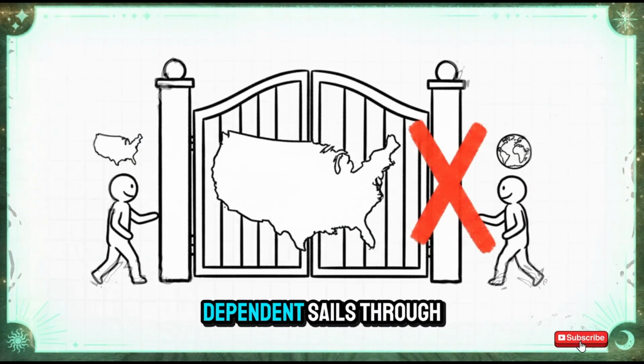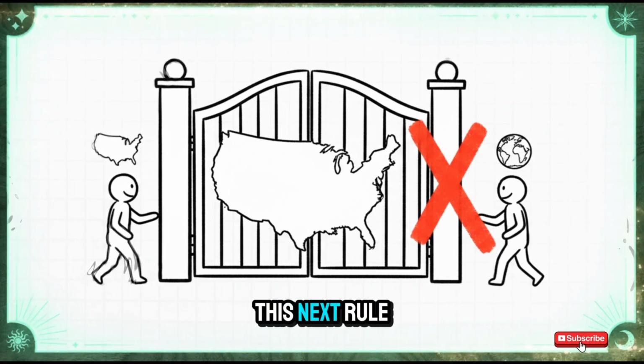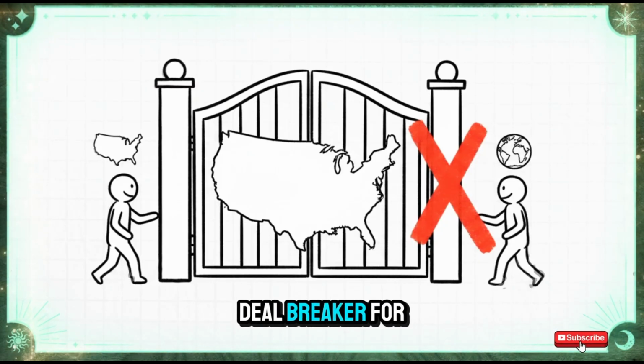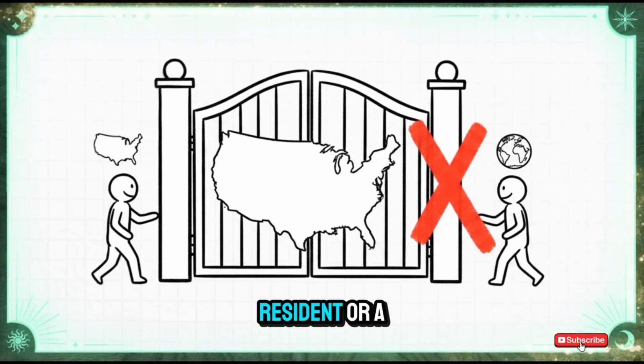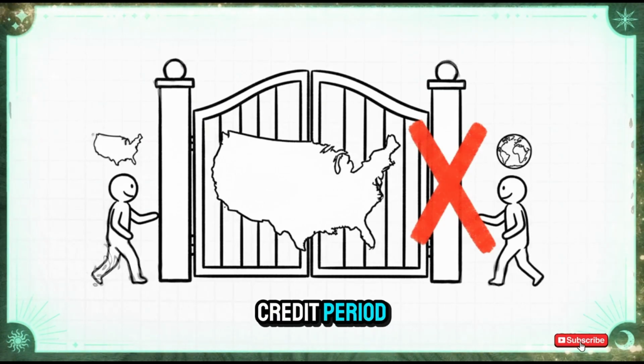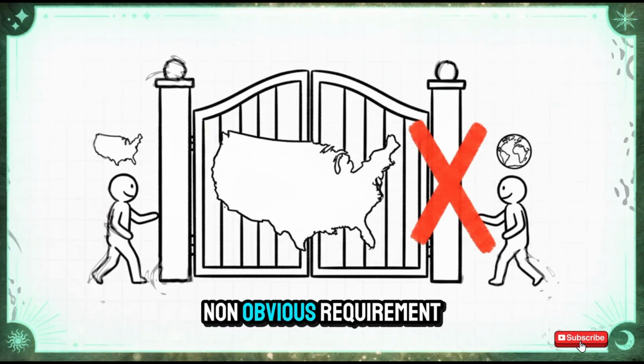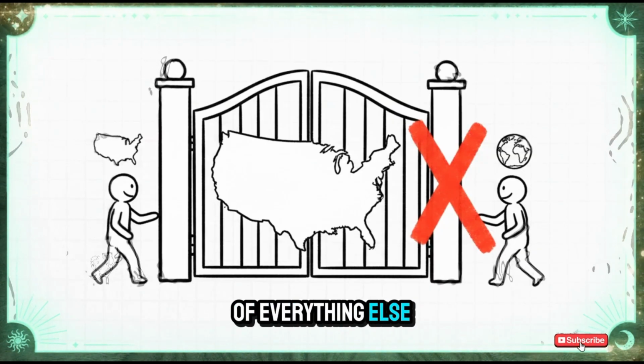All right, now for the second gate. Even if your dependent sails through all 4 of those qualifying relative tests, this next rule is an absolute deal breaker for the ODC. The dependent must be a U.S. resident or a U.S. national. If they fail this one test, they are not eligible for this credit, period. It's a critical and honestly a kind of non-obvious requirement layered on top of everything else.